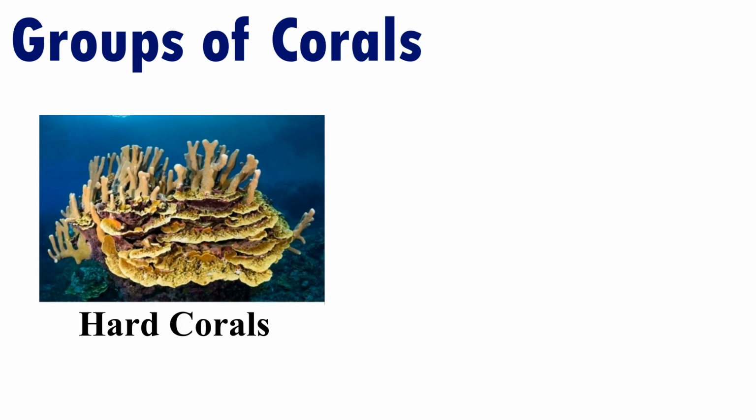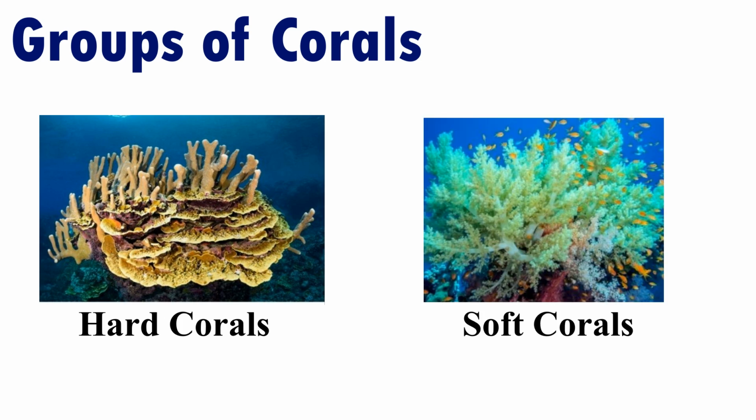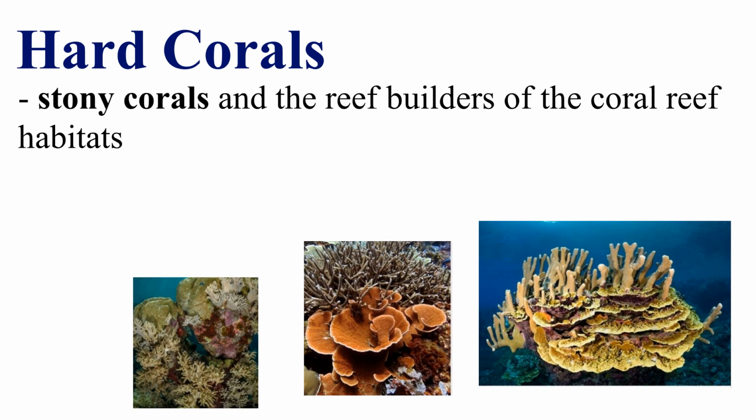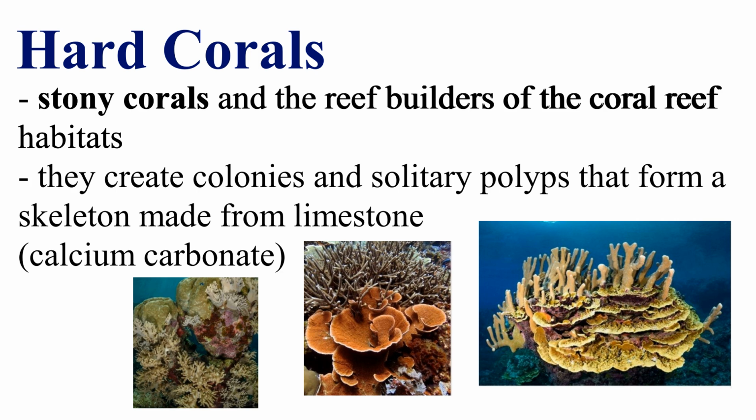There are two groups of corals: the hard corals and the soft corals. Hard corals. These are stony corals and the reef builders of coral reef habitats. They create colonies and solitary polyps that form a skeleton made from limestone or calcium carbonate.